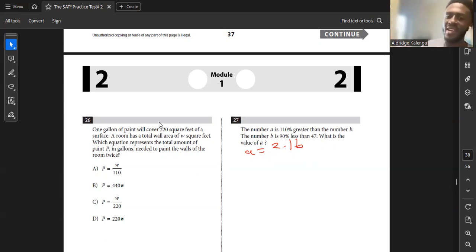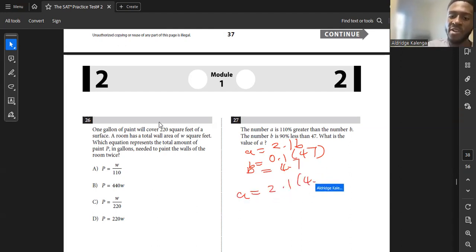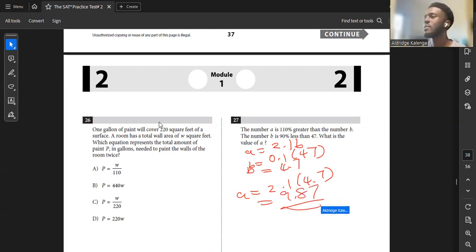I hope so. And then it says B is 90% less, so it's going to be 0.1 because it's 90% less than 47. So you multiply that and we have 4.7. So B is 4.7. But we know that A is 2.1 of B. So you say 4.7 times 2.1 and our answer is 9.87. So the last question, our answer was 28. It was 9.87. And that sums up the paper, guys.